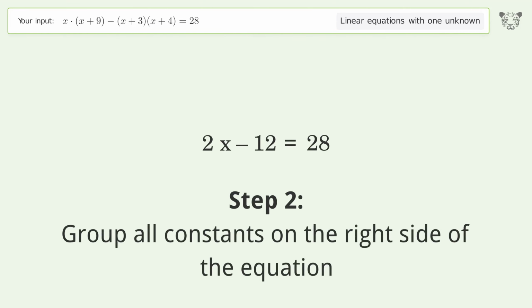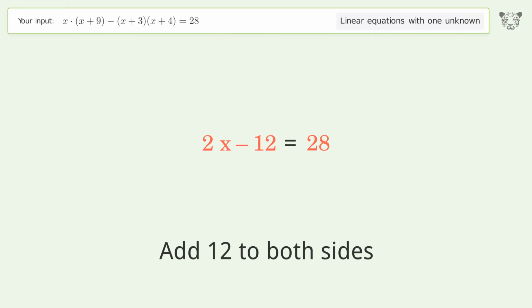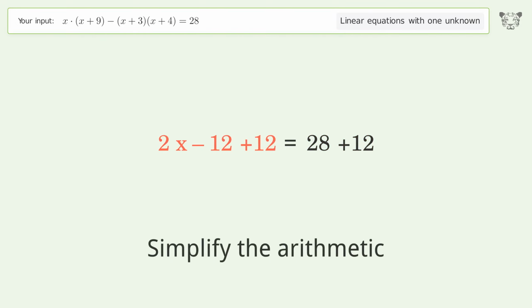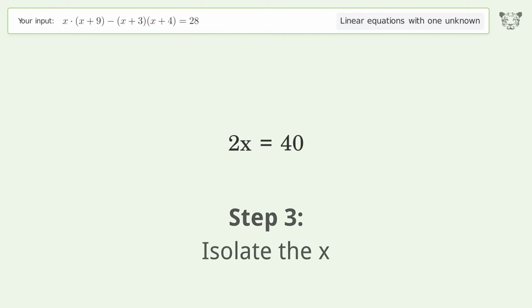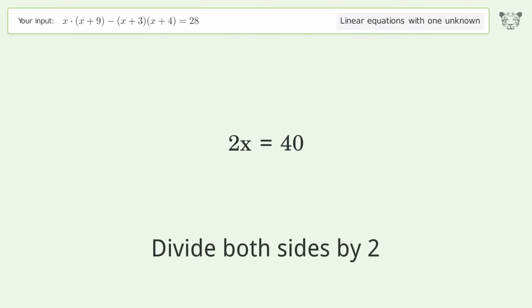Group all constants on the right side of the equation. Add 12 to both sides. Simplify the arithmetic. Isolate the x. Divide both sides by 2.